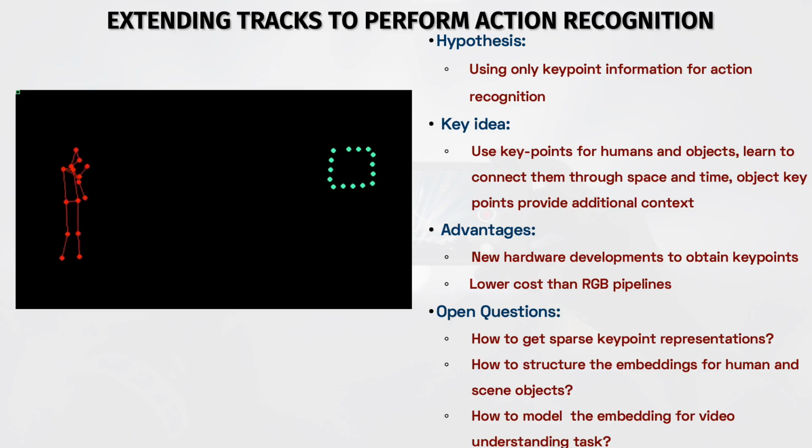Now we extend the tracking information that we obtained from the previous step to perform action recognition. The key hypothesis is that we can only use the key point information for action recognition. The key contribution here is to use the object key points in addition to human key points. The object key points help us compensate for the loss in context which happens if we just use person key point data for action recognition. There are still open questions as to how do we obtain sparse key point object representations and how do we structure them in the intermediate space to solve this action recognition task.